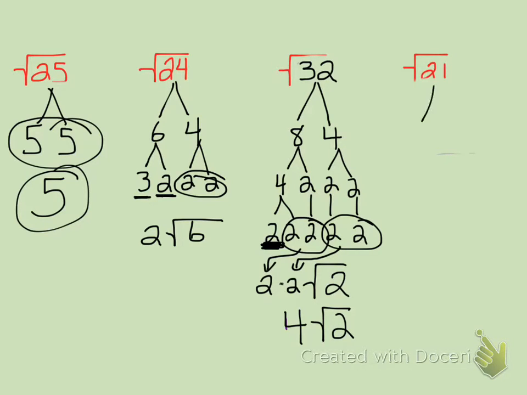One last one, 21. 21 breaks down into 7 times 3. I can't go any further than 7 times 3. Those are both prime numbers. So nobody breaks out of jail. That means that those multiply back together. Square root of 21 cannot be simplified.